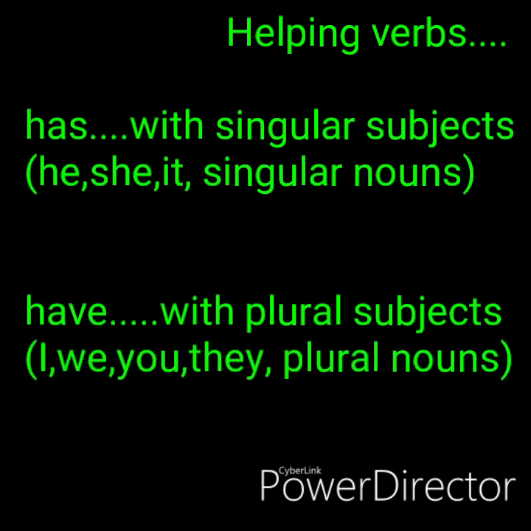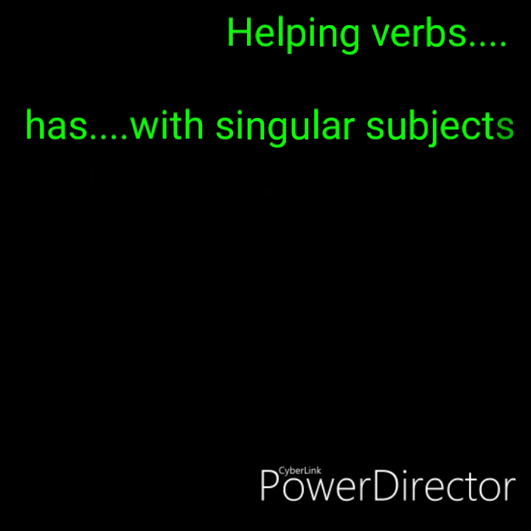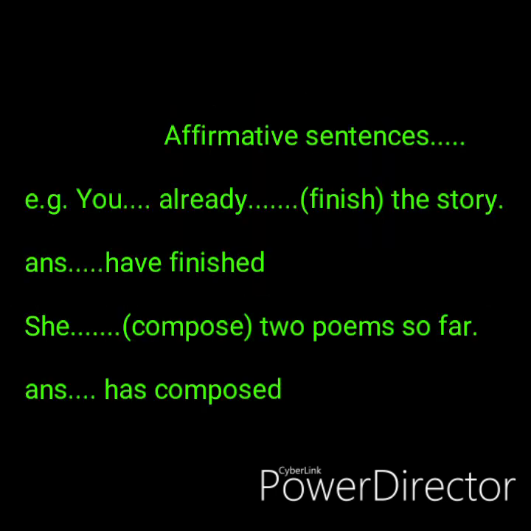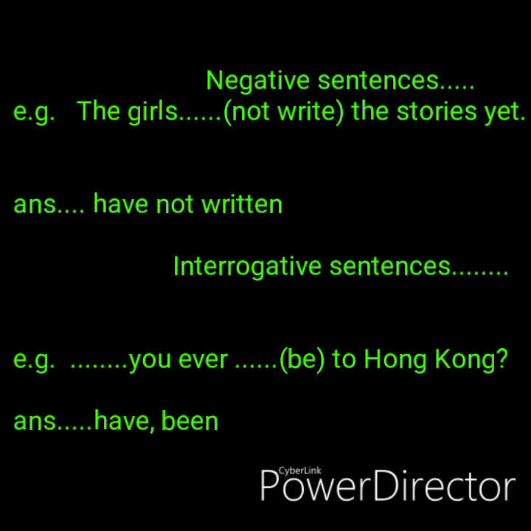Helping verbs has and have. Has with singular subject and have with the plural subject. Main verb is the third form that is known as past participle. For example, you blank already finished this story. Already is the time adverb of present perfect tense and you is the subject. So with plural we use have and the third form. Have finished is the answer.